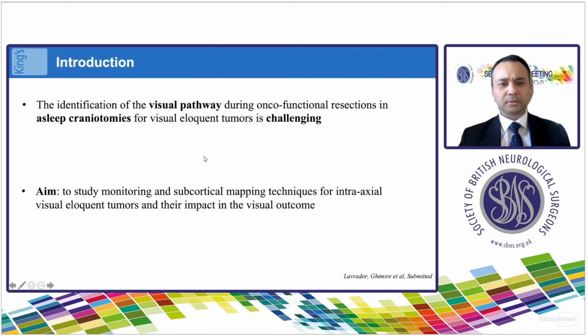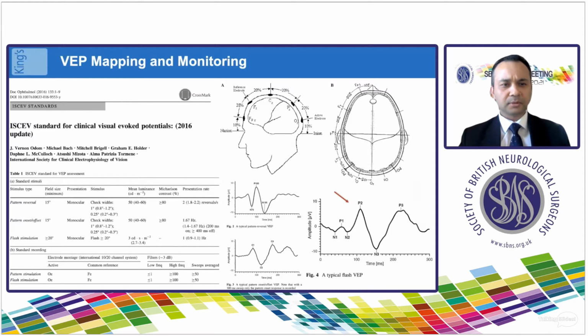So I'll be talking to you about different monitoring techniques that we have utilized in this study for the visual pathways and their impact on visual outcome in our prospective study here. Just talking briefly about visual evoked potential. We have utilized the standards mentioned in this paper, where we have monitored the OZ, O1, and O2 as the scalp readings, as well as using flash VEP recordings with the flash signals that go from the eyes with the electrodes.